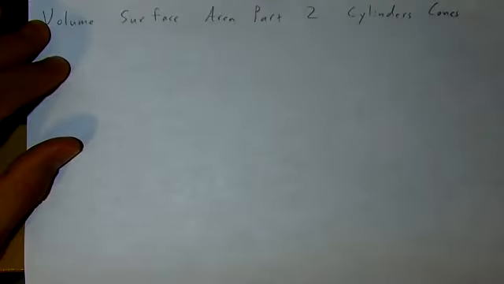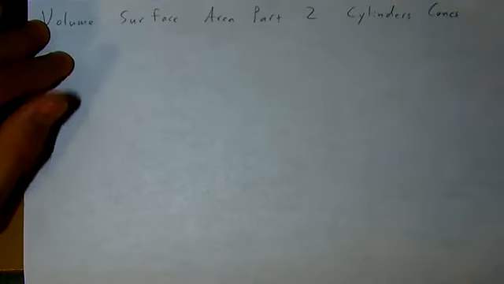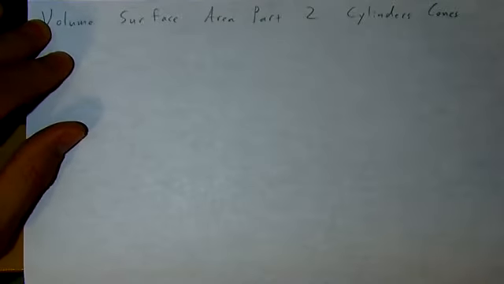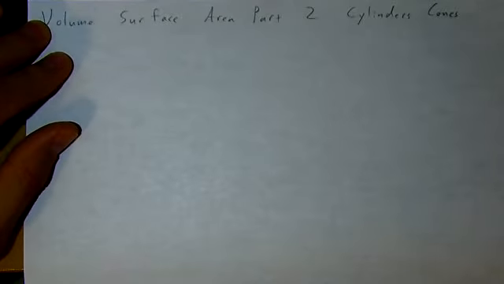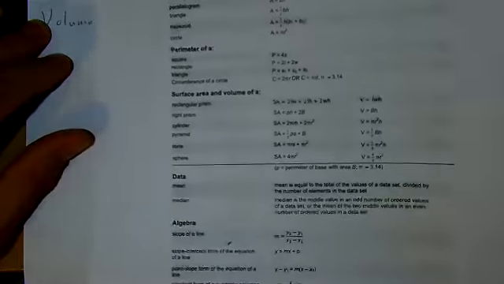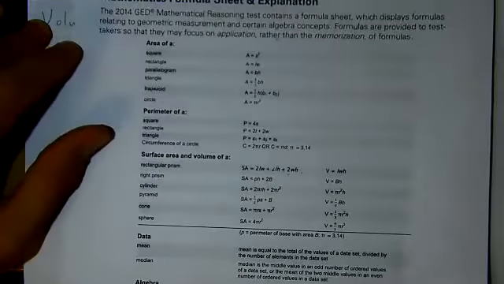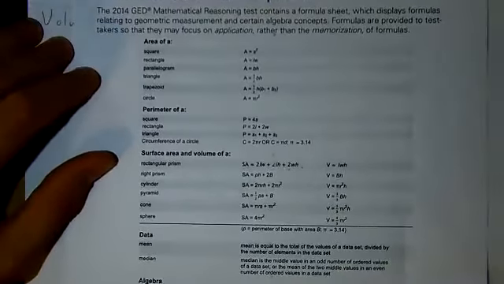Volume and surface area, part two. We're going to be talking about cylinders and cones today. If you haven't watched rectangular prisms, you need to watch that first. Now, just like rectangular prisms, you don't have to memorize these formulas. You have your GED formula sheet.